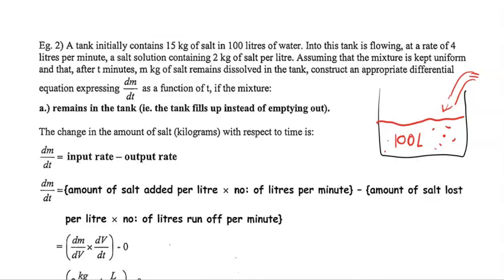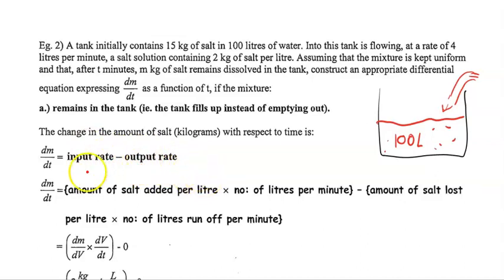Generally with these problems there's going to be something like dm/dt has an input rate minus an output rate, because dm/dt is a rate of change. What rate of change is happening? Well, there's an input rate and there's an output rate. Now sometimes one of these will be missing. Maybe there's only an input rate, as in part A here, or maybe there's only an output rate, as in part B.